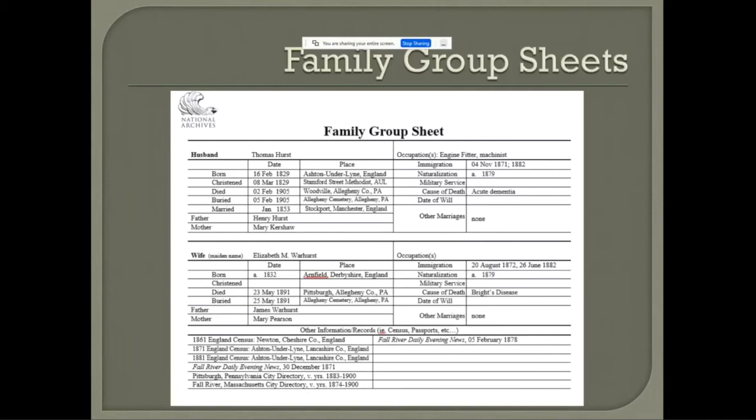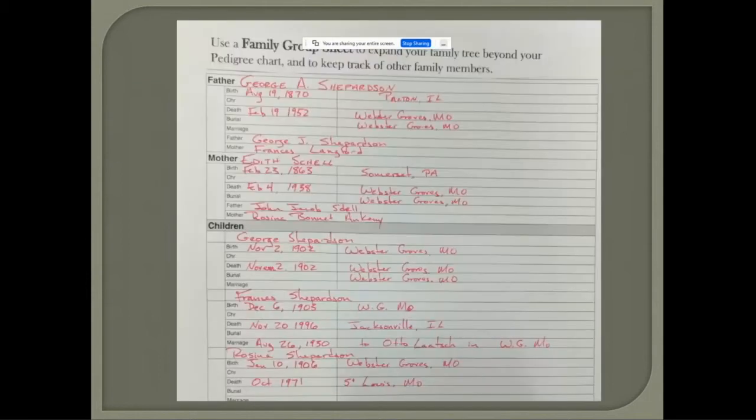So anyway, if you're expanding your pedigree chart and you want to do like a larger family tree, a way to do that is by using family group sheets, in which you write the name of the parents, the children, facts about their lives. And I'll show you a slightly better one. This is from my own family. This is a simplified one, but this gives you the idea.